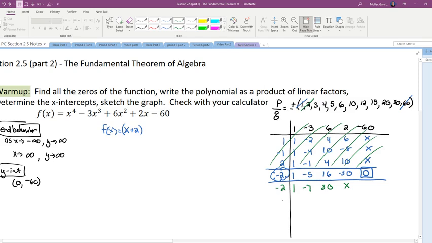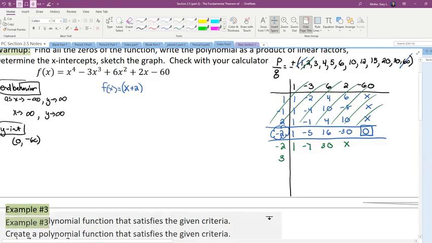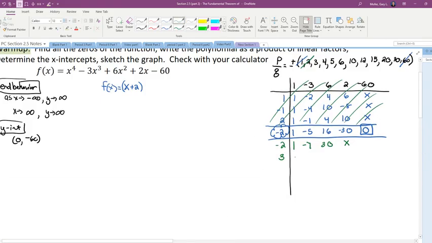Let's do 3. Suspect I might need more room here. All right. 3 makes -2, makes -6, makes 10, makes +30, makes 0. Oh, that was nice. So x equals 3 is a 0. In my factoring, I know that x minus 3 is a factor. And now I've gone from a quartic down to a quadratic.